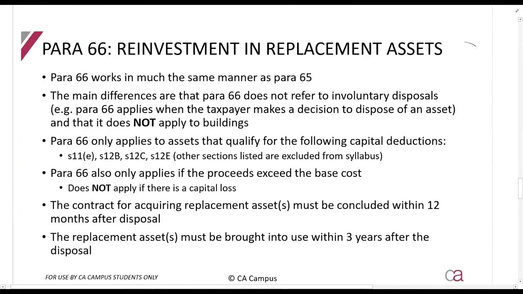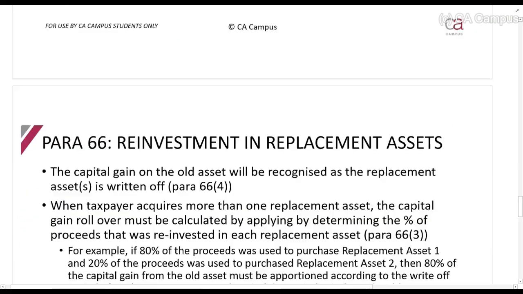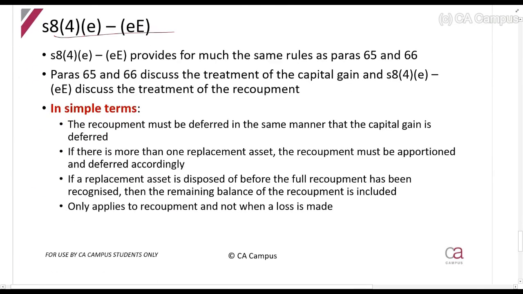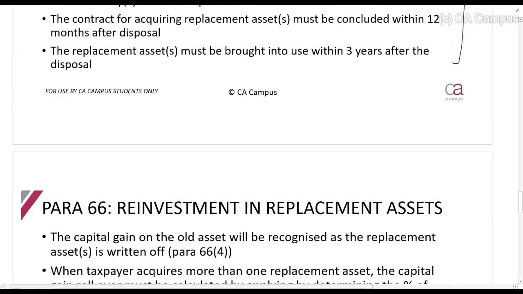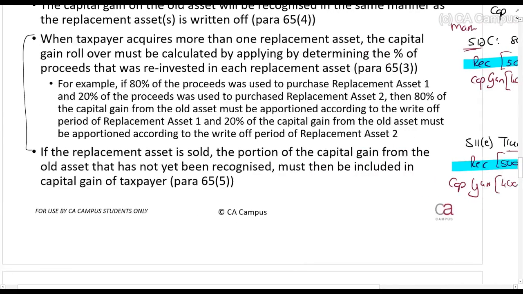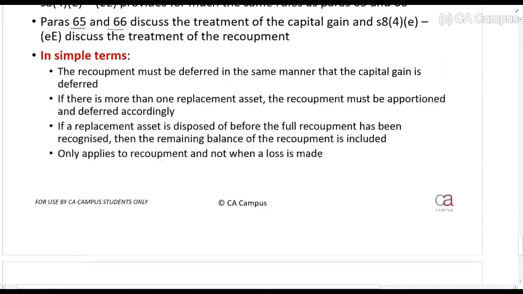So paragraph 66, guys, works the same. Just important, it tells you it only applies to the assets that qualify for wear and tear, manufacturing, and small business corporations. Right, everything else there is the same. Section 8.4e applies if you apply paragraph 65 and 66. So every time I've been apportioning this recoupment amount like I just did now, I'm going to do the recoupments. That is not paragraph 65 and 66, that's section 8.4e that I'm applying. Okay, so we've already studied that section also.